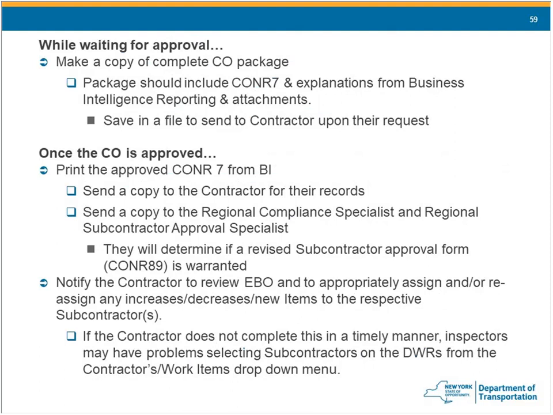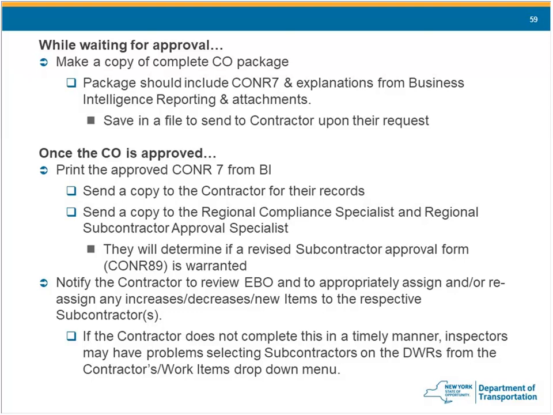Every region is going to handle this next part a little differently. Sending a copy to the regional compliance specialist, regional subcontractor approval specialist. In Region 9, when an order comes in, the regional office will handle all that, dispersing the information to the compliance specialist and the subcontractor approvals. And they'll look at the CONAR 89 and make sure that the CONAR 89 is revised, subcontractor approvals is warranted.